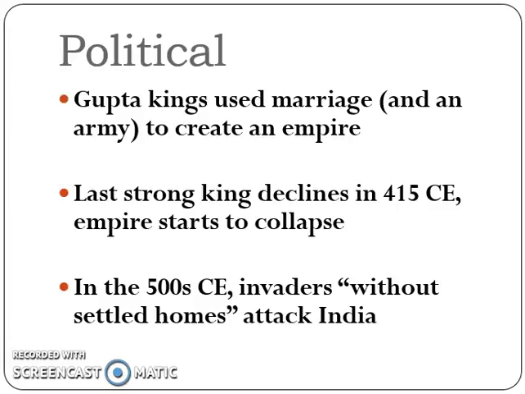Gupta kings used marriage to create an empire, so bringing families together to form power. The last strong king declined in 415 CE or AD, and that's when the empire started to collapse.